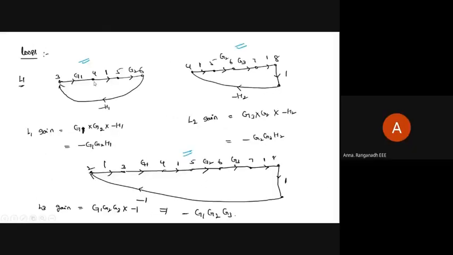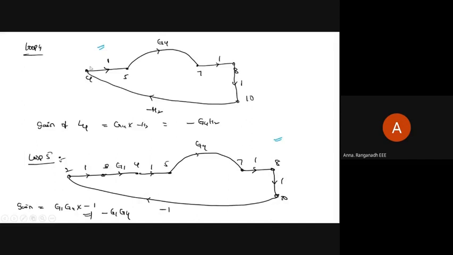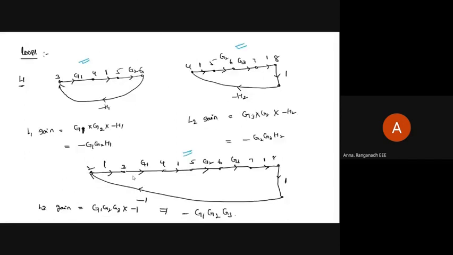If you look at loop 1, there is a common node, 4. Loop 2, 4 is common. Loop 3, 4 is common. Then loop 4, 4 is common. Loop 5, 4 is common. So therefore there are no non-touching loops. If you look at all the loops, node number 4 is a common node. That's why there are no non-touching loops in this problem. Fine. Almost 85% of the problem is finished.